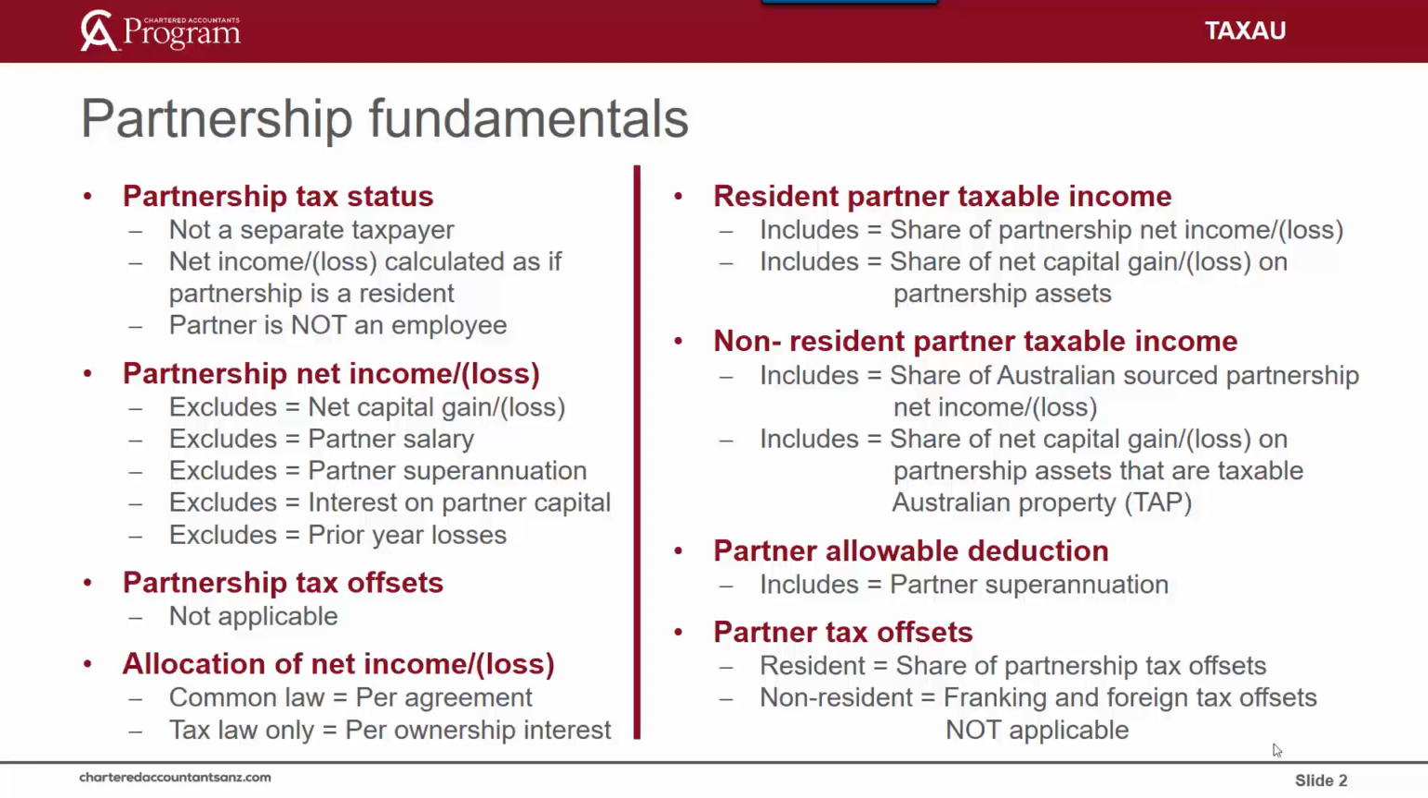underlying property. And the fourth and final fundamental tax principle is that tax offsets reduce income tax payable. They are not a deduction. They are applied after income tax payable has been calculated. For a partnership, as tax payable is calculated at the partner level, each partner is entitled to claim tax offsets, including franking and foreign income tax offsets, based on their share of franked dividends and foreign income included in partnership net income.